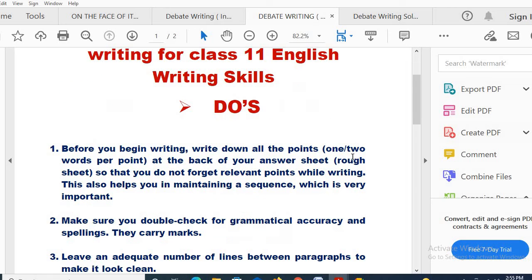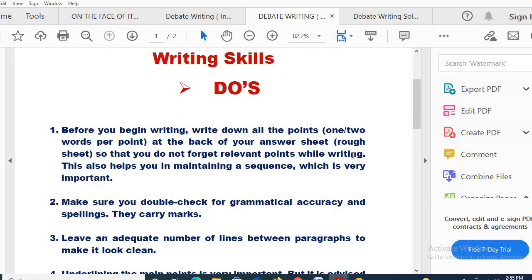So what are the things that you should remember and what are the things you should avoid? We know that as do's and don'ts. So what are the things that we have to do while we are framing, or composing, a debate? What are the things that we have to follow? See, before you begin writing, write down all the points. That is the thing.